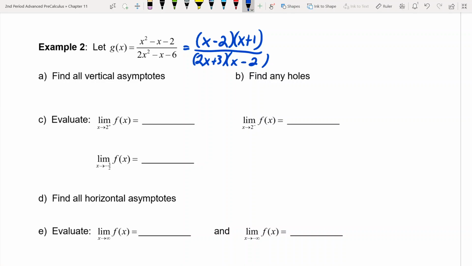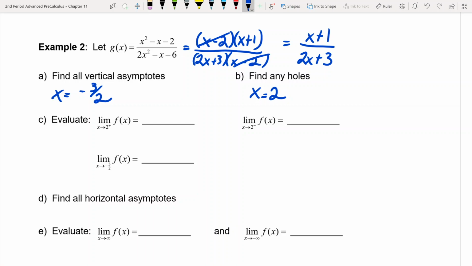And then this would be -2, it looks like. Yeah, that works out to be a minus x in the middle. And then I can see my x minus 2's are going to cancel, and I'm left with x plus 1 over 2x plus 3. So vertical asymptotes, we've got one at x equals -3/2. We've got a hole at x equals 2, because that's the factor that canceled.